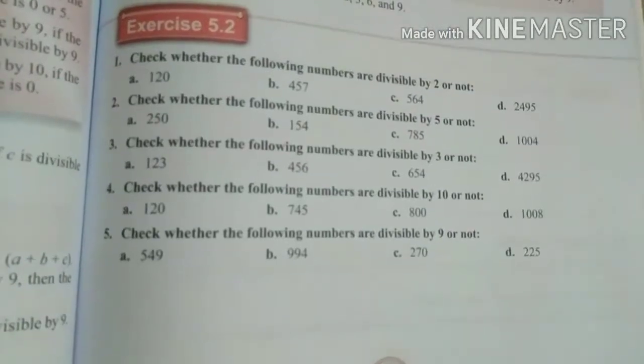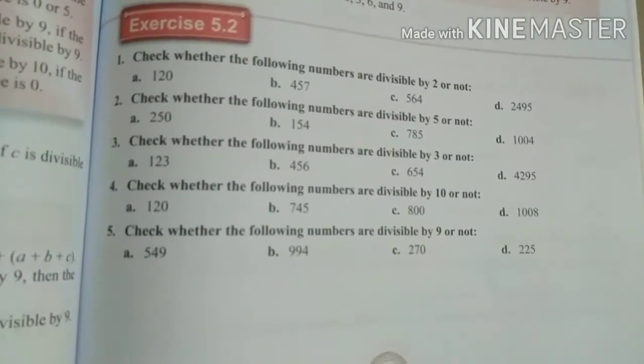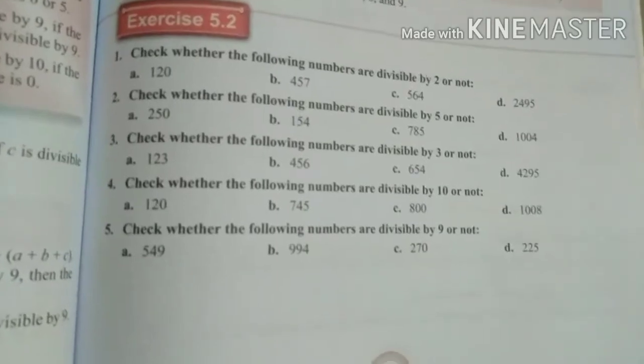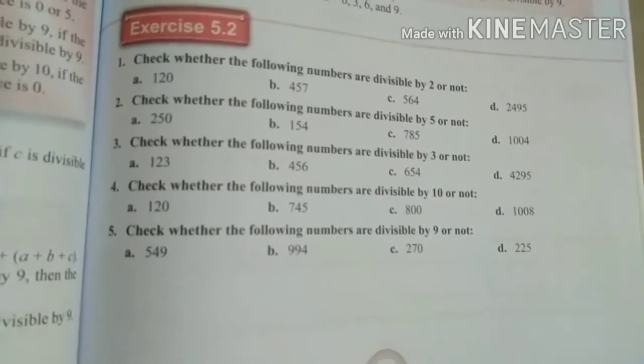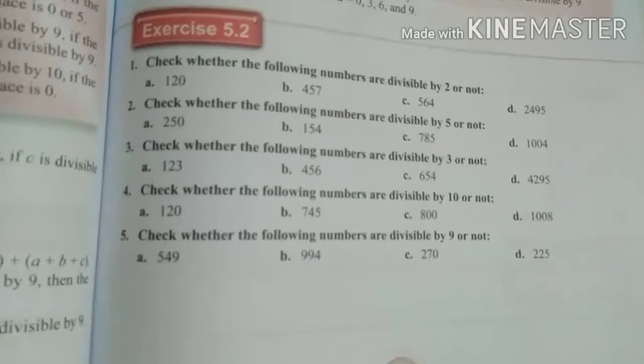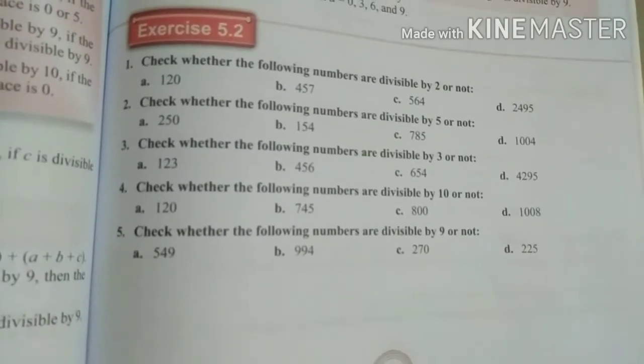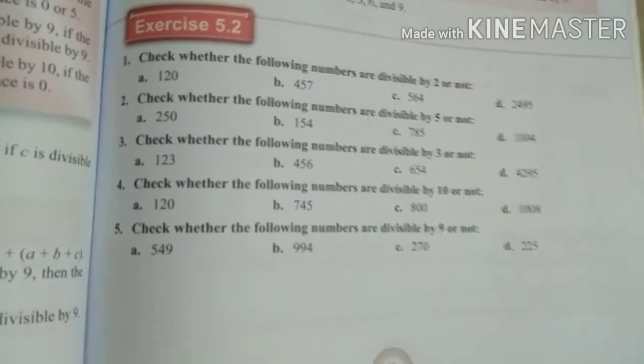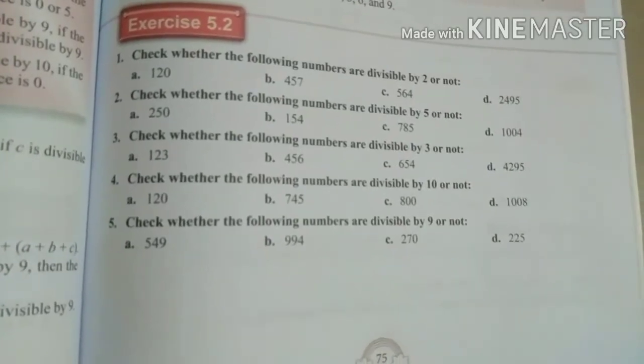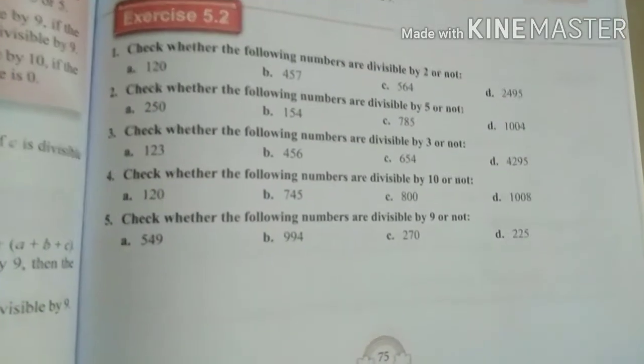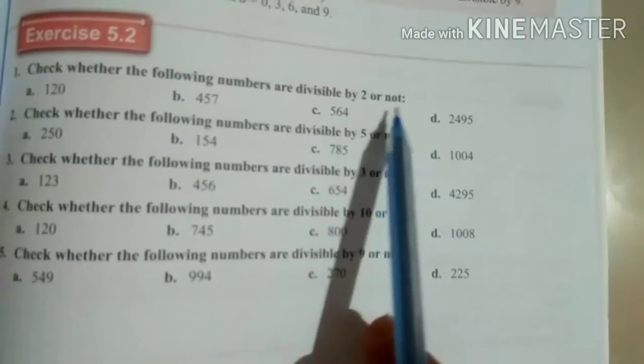Look here. Check whether the following numbers are divisible by 2 or not. Okay. The numbers given are 120, 457, 564, 2495. I have taken randomly two questions for you. Question number 1 is 120. Look here, we have to write whether it is divisible by 2 or not.